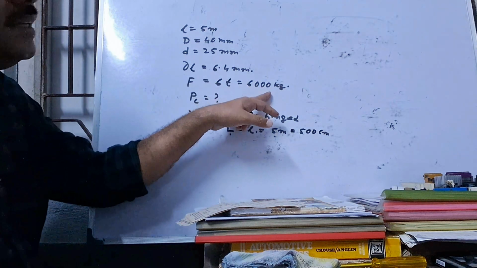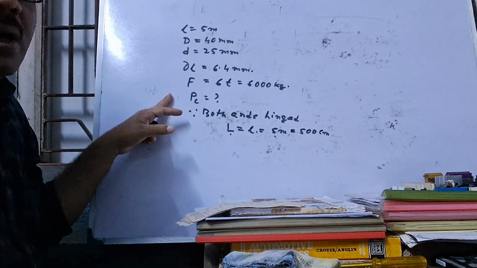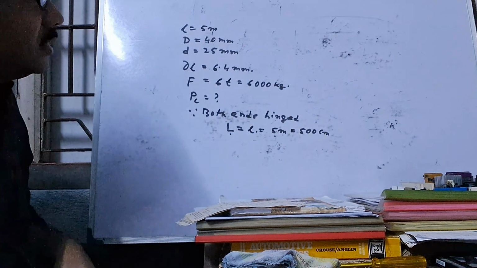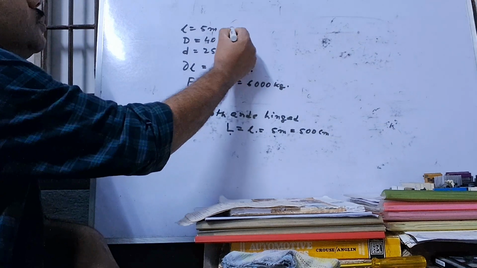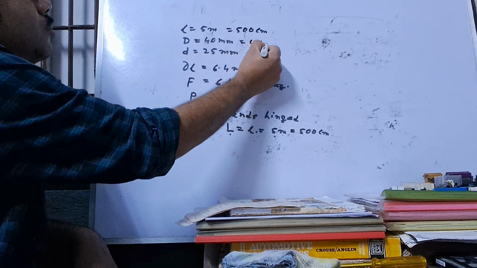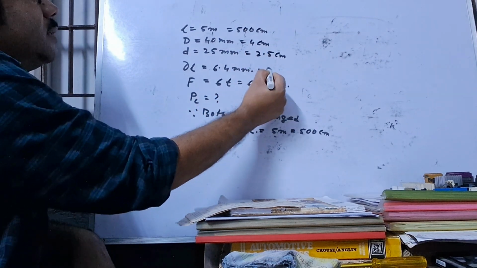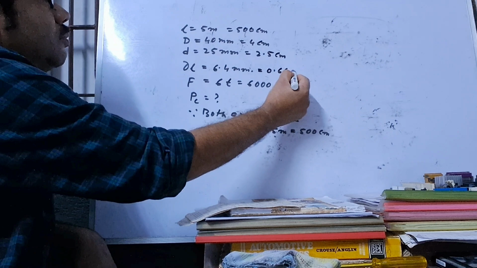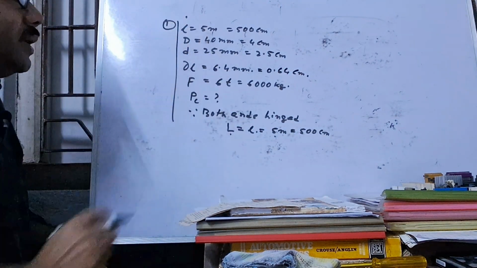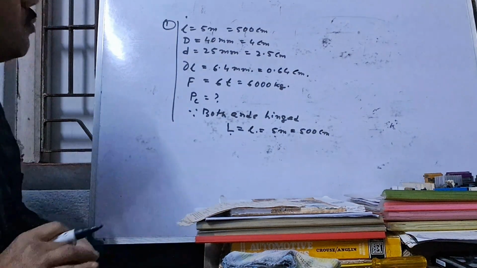When load is in kg, then all the dimensions may be taken in centimeter. So this is 500 centimeter, this is 4 centimeter, this is 2.5 centimeter, and this is 0.64 centimeter. This is the first given, from where you have to find out the crippling load.